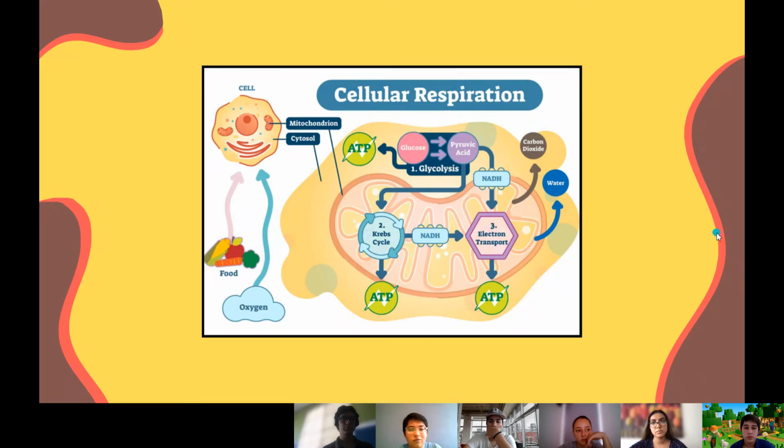Here is an example, easier to comprehend. We have glucose that transfers to pyruvic acid to perform glycolysis. Then the pyruvic acid enters the Krebs cycle, and we have ATP.